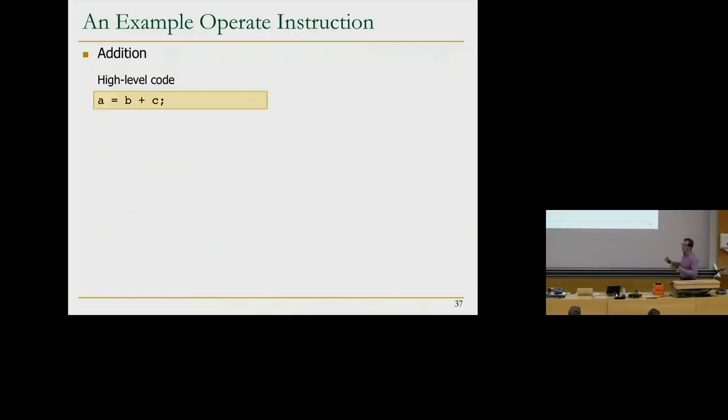So let's start with a simple thing. This is addition. This is high-level code. You may write this code in some programming language with 3 variables. Assembly is kind of similar, except we're going to put register names over here.